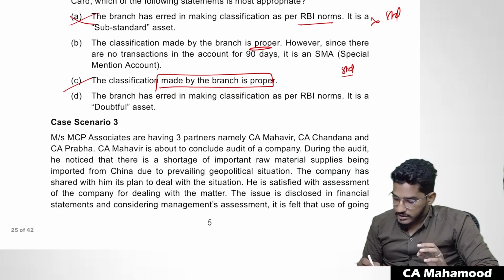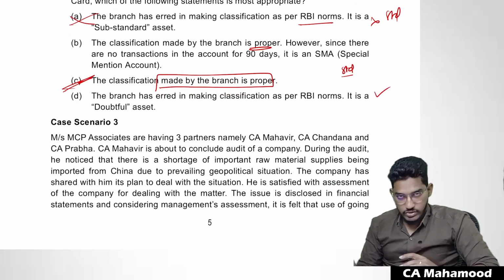The branch has erred in making classification? No, they have done it correctly. So option C is the correct option.